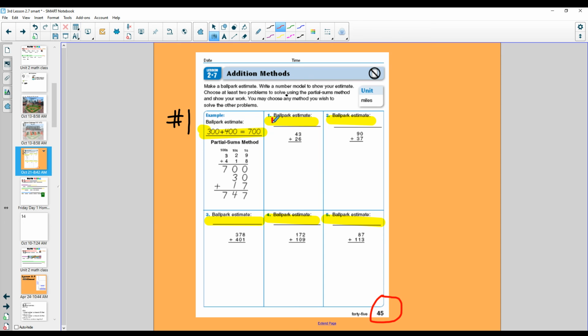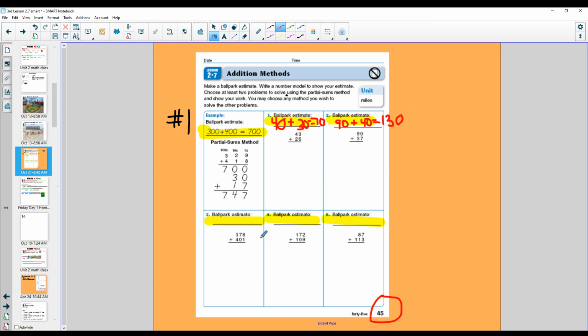Okay, 43. That's close to what number? 40. 26 is close to what? 30. Add those up, mental math. 40, 50, 60, 70. Okay, 90 is already a ballpark. 37 is closer to 40. Okay, add those up. 90, 100, 110, 120, 130.